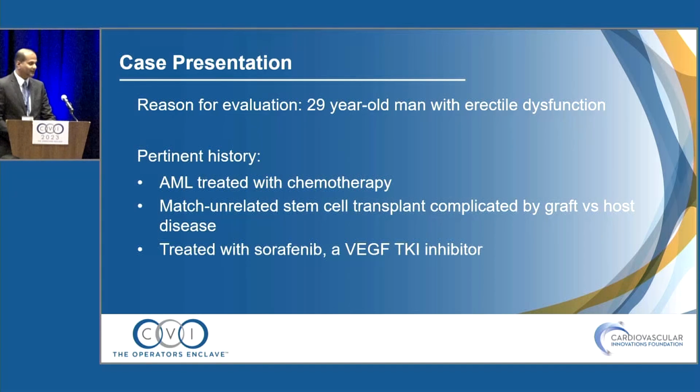So for us, the patient presented to Dr. Rain's clinic, which I work in. A 29-year-old man came with erectile dysfunction. Of course, it's alarming for the patient and for us as well. He has a little bit of complicated history. He has AML that was treated with chemotherapy, but then he had graft-versus-host disease after his stem cell transplant, and then he was treated with sorafenib, which is a VEGF TKI inhibitor, as salvage therapy for this AML.